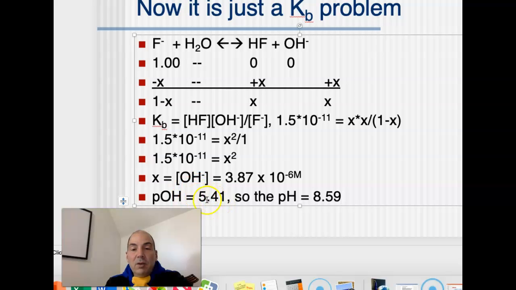Anyway, which means the pOH is 5.41 and the pH is 8.59. So finding the pH for a salt is very doable once you do that little adjustment for the conjugate.